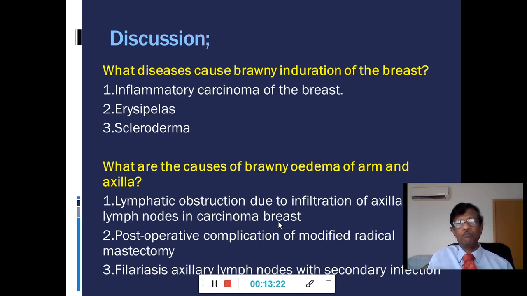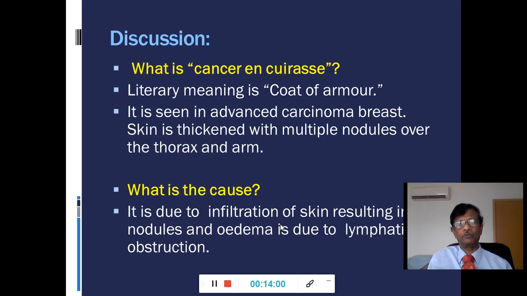What are the causes of a brawny edema of the arm and axilla? Involvement of the axillary lymph nodes in carcinoma. Yeah, right. Lymphatic obstruction due to infiltration of the axillary lymph nodes in carcinoma breast causes a brawny edema of the arm and axilla. Similarly, as a post-operative complication of a modified radical mastectomy, it may also result in this brawny edema. And in filariasis of the axillary lymph nodes also, with a secondary infection, sometimes there will be brawny edema of the arm and axilla.